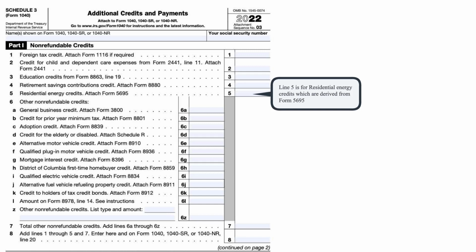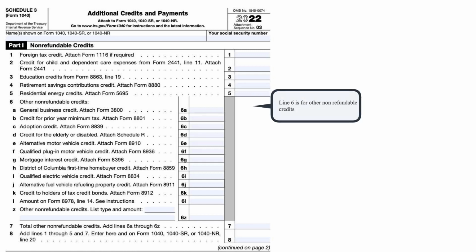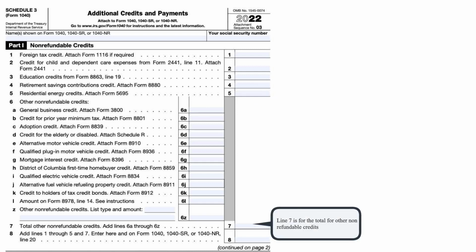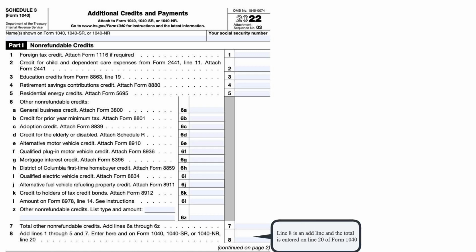Line 6 is for other non-refundable credits, including the general business credit, the adoption credit, and the credit for elderly and disabled. Line 7 is for all other non-refundable credits. Line 8 is an add line, and the total is then entered on line 20 of Form 1040.